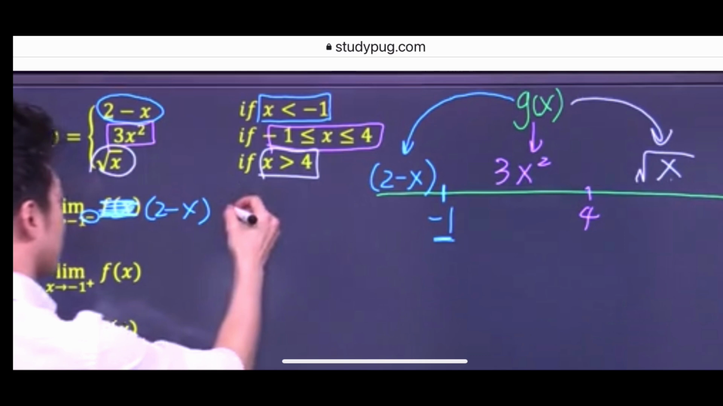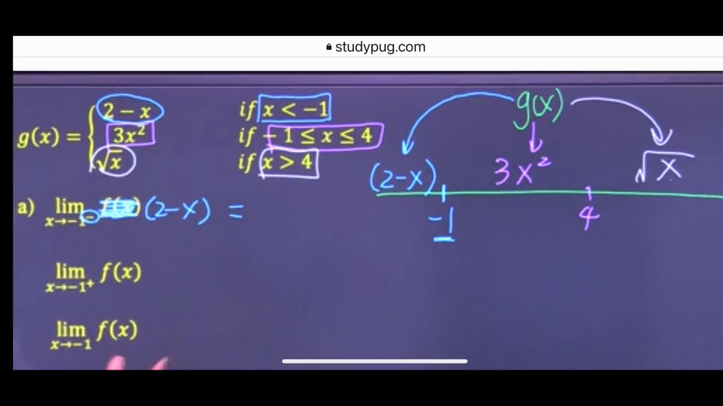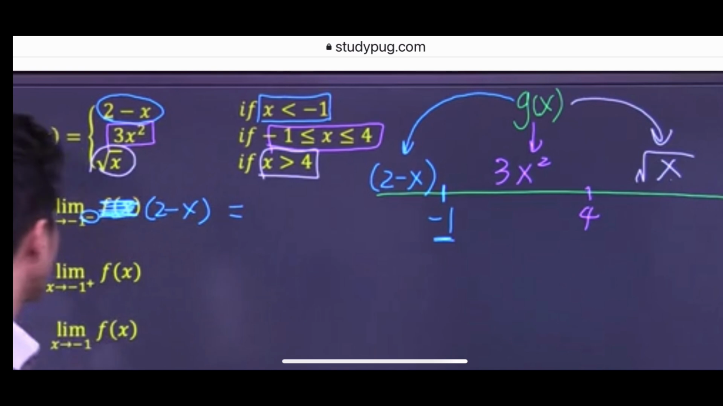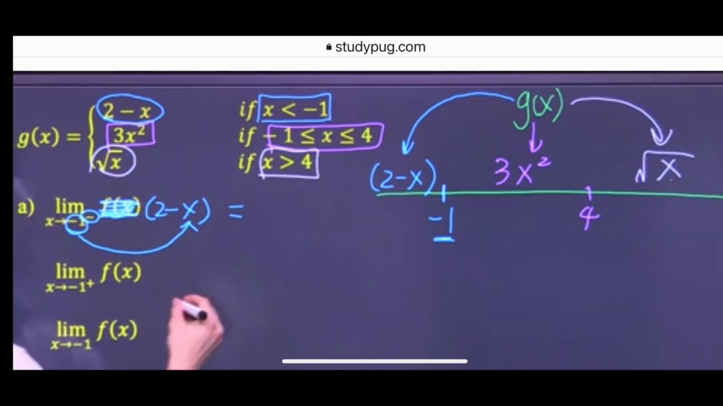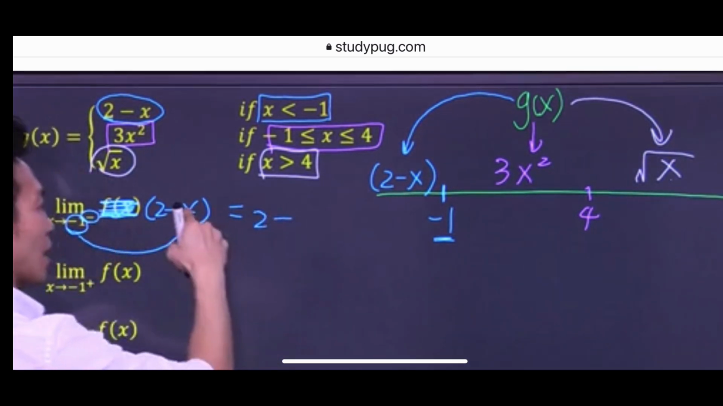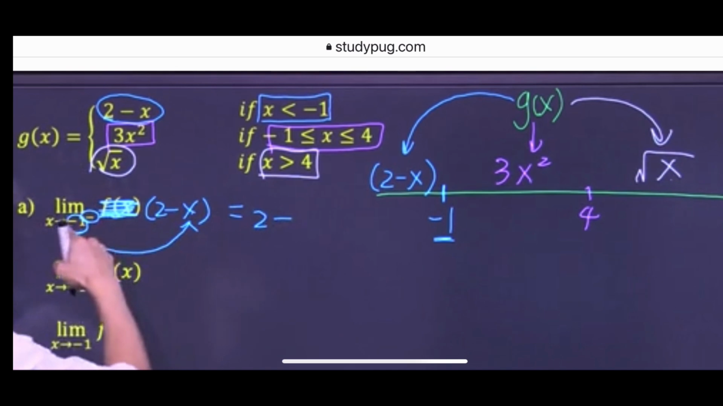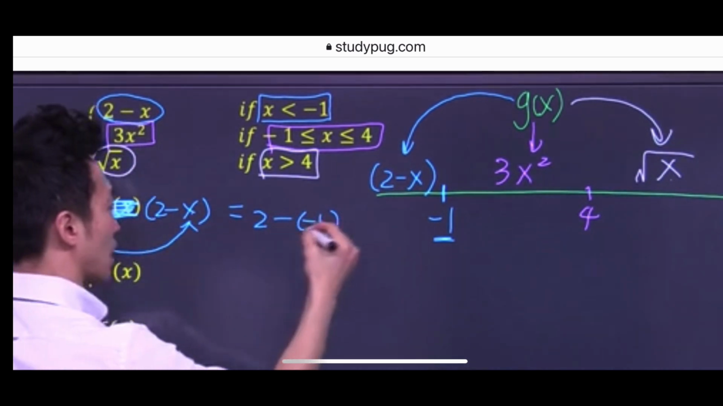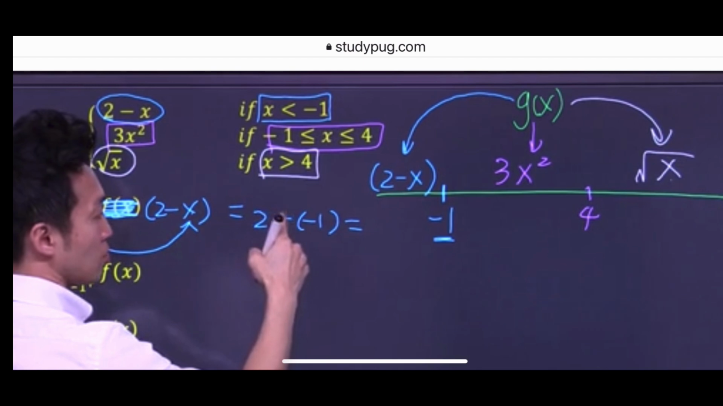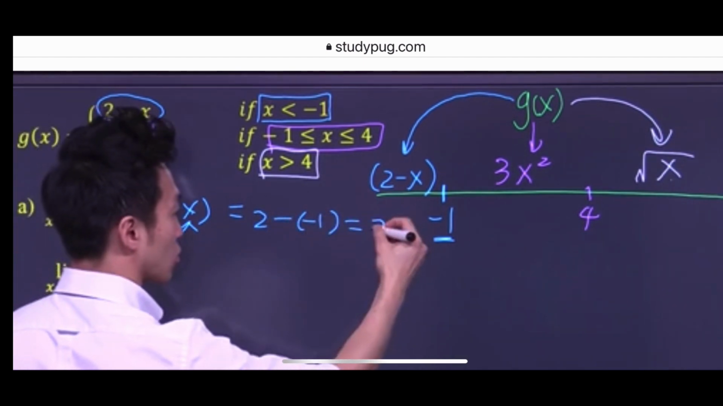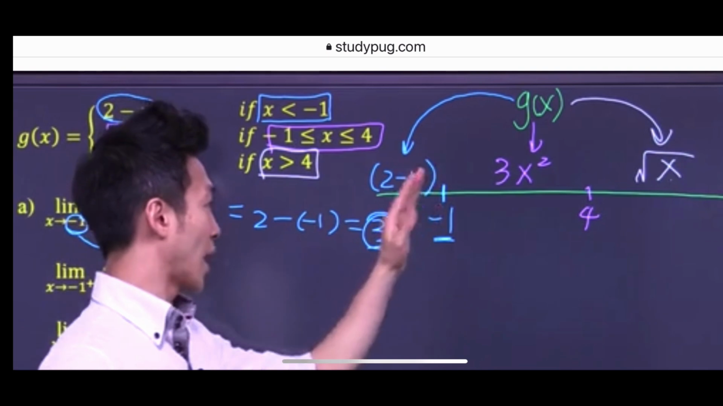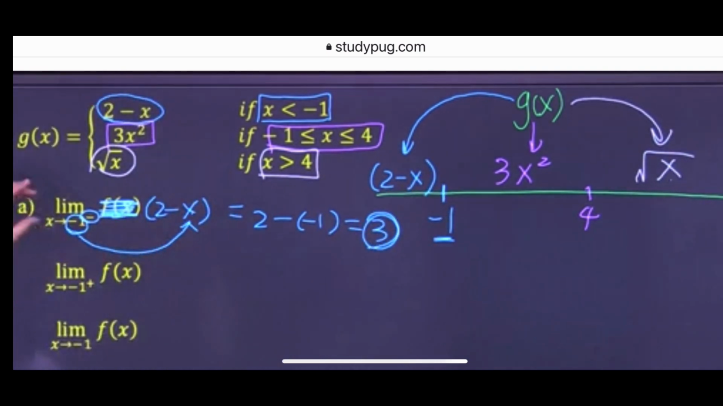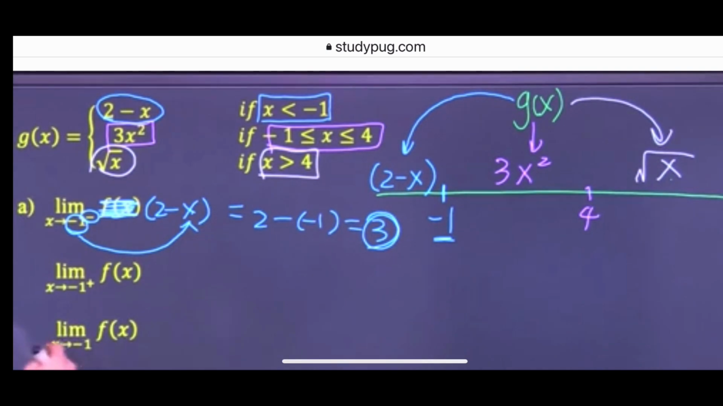Now, to evaluate this limit is easy. Let's apply direct substitution. Let's directly substitute the x value, -1, into the function. So we have 2 minus x, where x is -1. The answer is equal to 2 minus negative, which becomes plus, so 2 plus 1 is equal to 3. So the left-hand limit, as x approaches -1 from the left, is equal to 3. Okay, now, next.